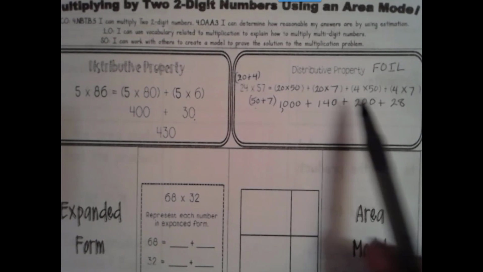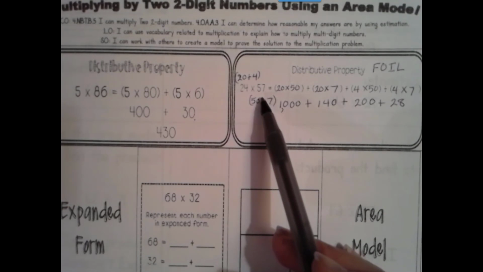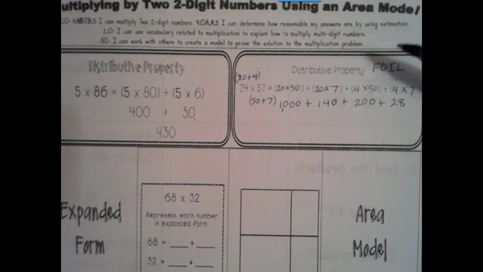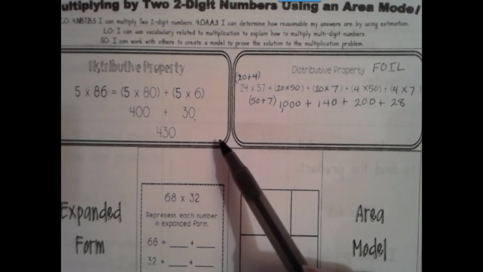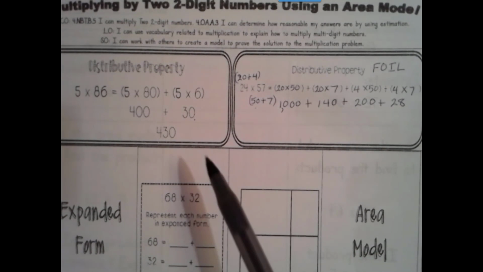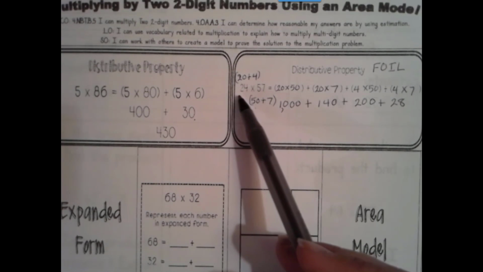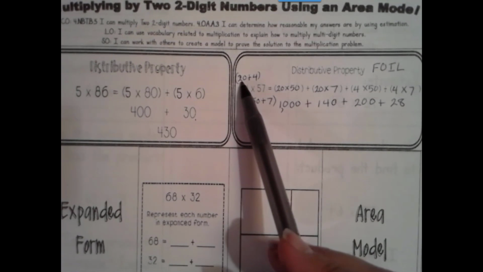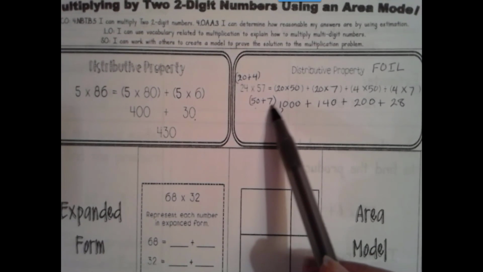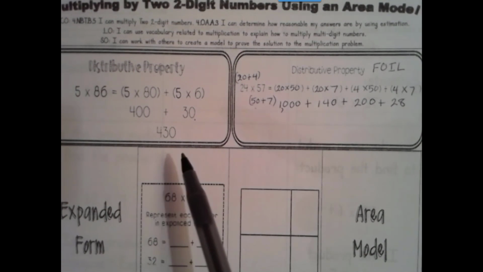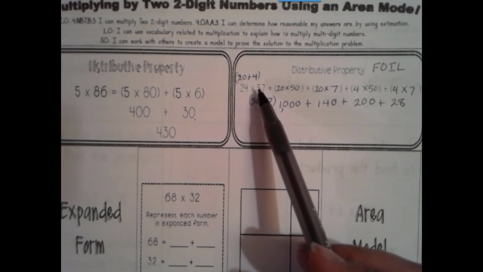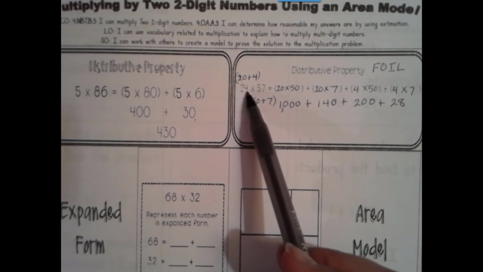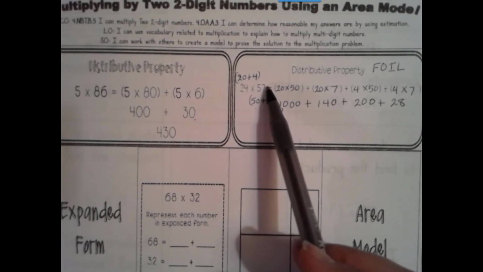This is how we can get the 24 groups of 57 without having to repeatedly add 57, have a column of 24 of those, or vice versa, do 57 groups of 24. That's hard to do. It's hard to count up by 24s that much, or 57s. So I can do 20 groups, that's easy, of 50, 20 groups of 7. That takes care of 20 times 57. Then 4 groups of 50 and 4 groups of 7 takes care of my 4 groups of 57.